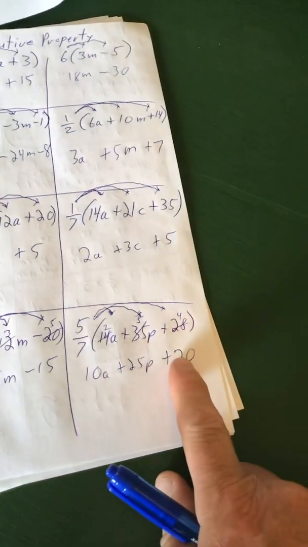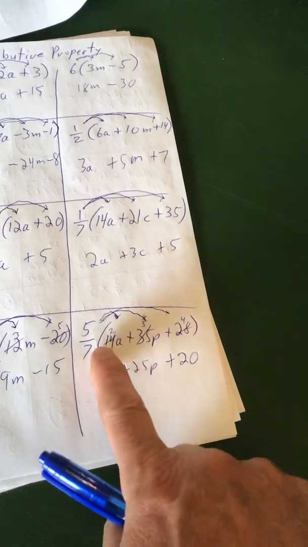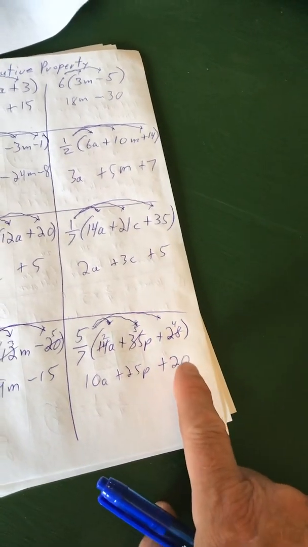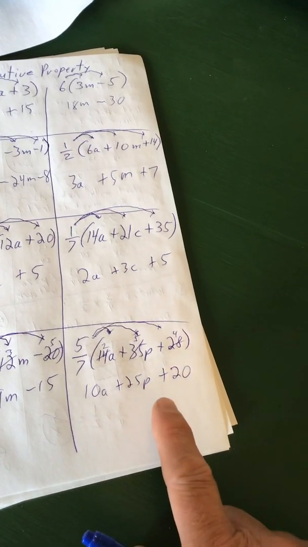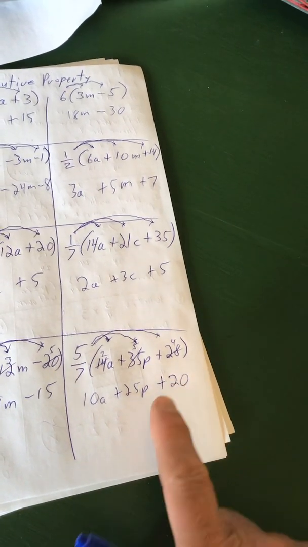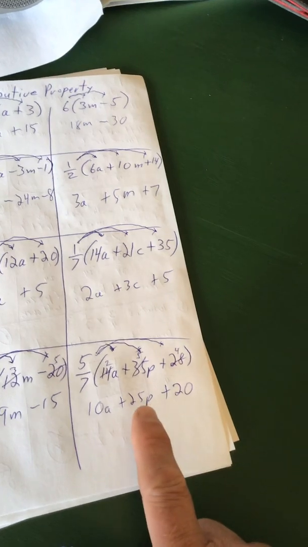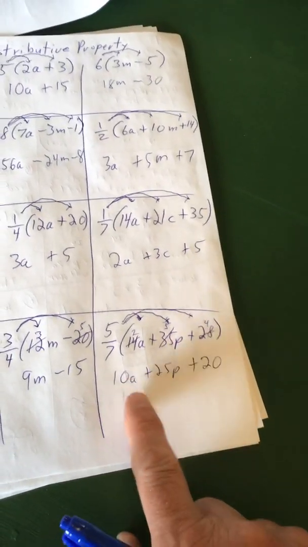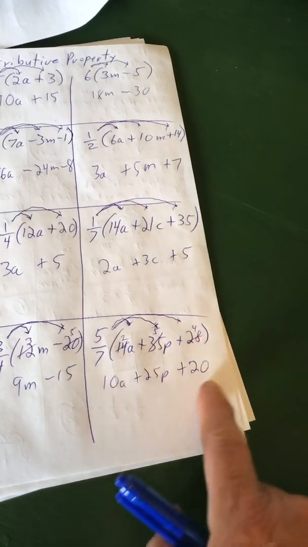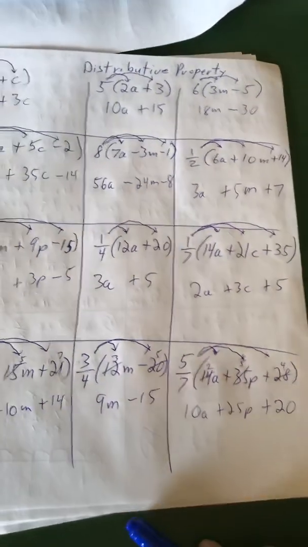So again, here's my answer. Here's my simplified answer after I use the distributive property. My variable is a, another variable is p. My constant is 20. My coefficient of p is 25. My coefficient of a is 10. There are 3 terms in this algebraic expression. So, hope you did great.